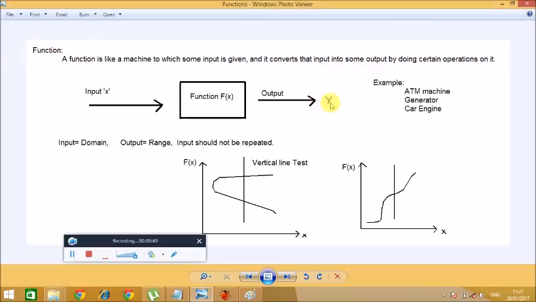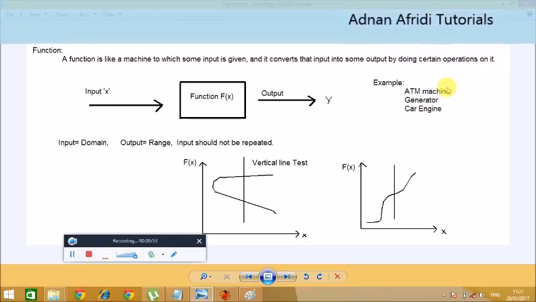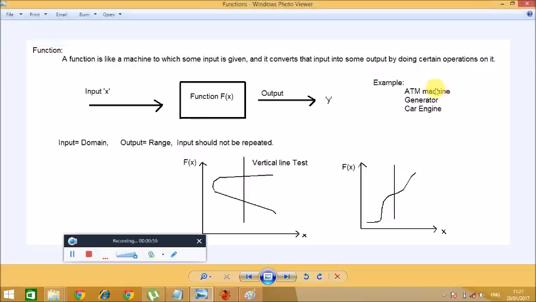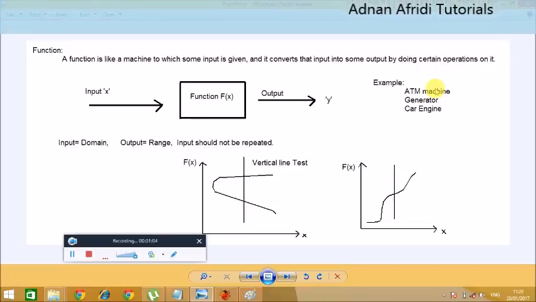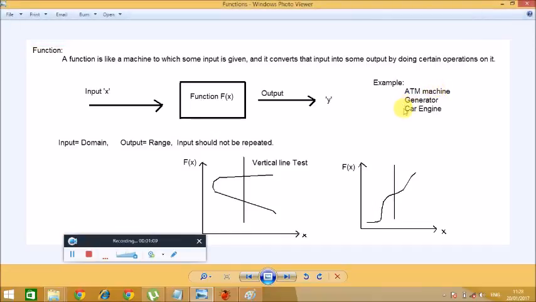Examples of a function in our daily life can be the ATM machine, a generator, a car engine, etc. An ATM machine takes information from us in the form of numbers which we type into it, and then it processes that information, and depending upon that gives us certain output, and the output is the money which we get. Similarly, the generator and the car engine take fuel as an input and convert that fuel into mechanical energy by doing certain operations on it.